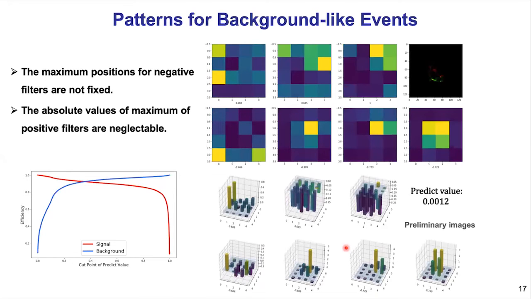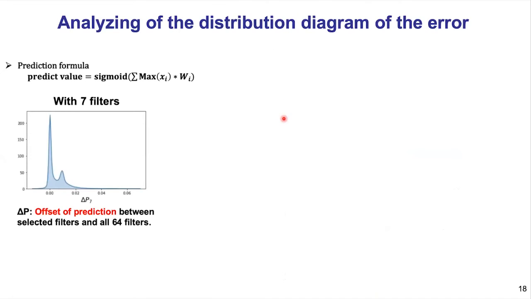So, to make it more clear, we analyzed these 7 neurons by manually calculating the predicted value, considering only these 7 neurons. Then we draw the distribution diagram of the error. We can find that if only these 7 filters are considered, the predicted value is almost the same as the predicted value with all filters. The largest error here you can see is 0.06, and most of them are less than 0.02.